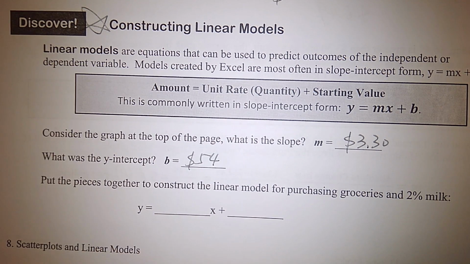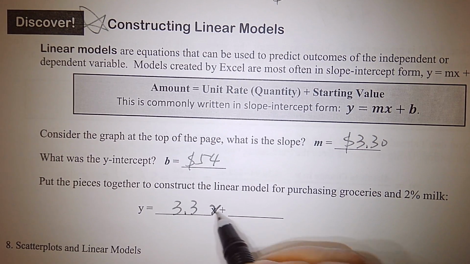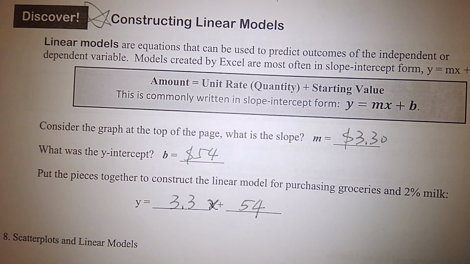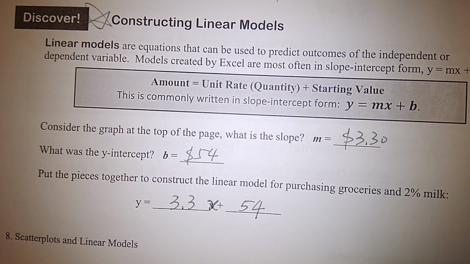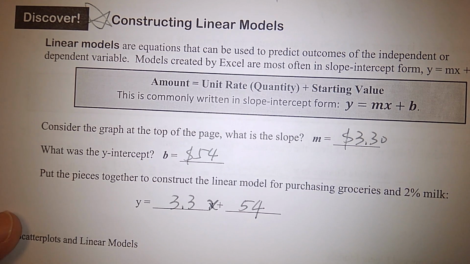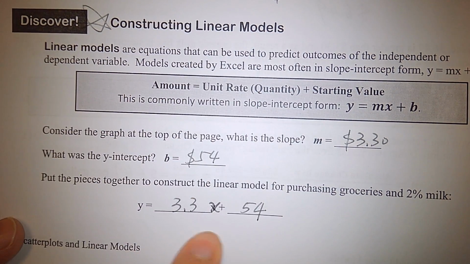So y will equal what? 3.3 times x plus what? 54. You got it. So this is the key for section 8. Scatter plots, you understand those points, they give you our x values and y values. And then we construct linear models.